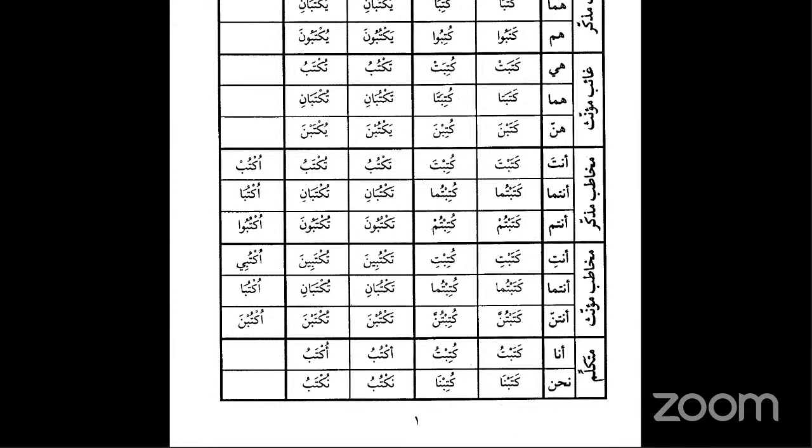Anta katabta, you wrote. Antuma katabtuma, you wrote, two people. Ahsantum. Very good. Antum katabtum, you all wrote. Excellent. And then for females, anti katabti, for female you wrote. Correct. Antuma katabtuma, you both wrote, two females. And antunna katabtunna, you all wrote. Excellent. I wrote, ana katabtu. Nahnu katabna, we wrote. Excellent. Sister Samina, can you come on the mic, please?